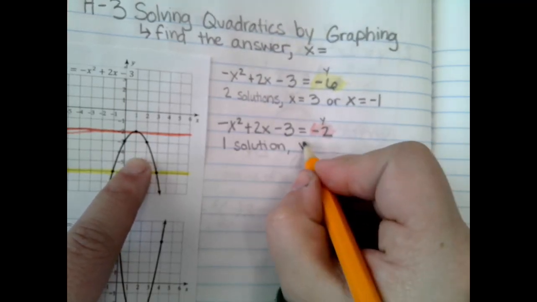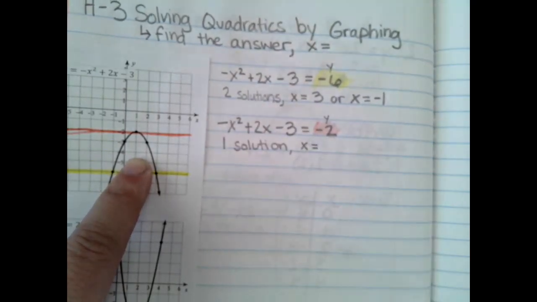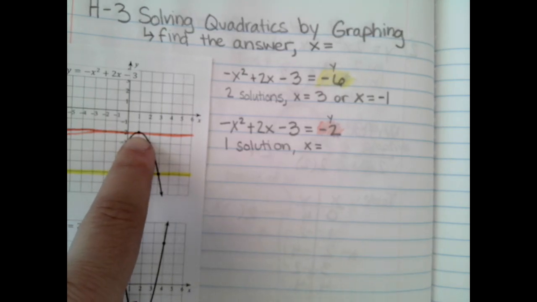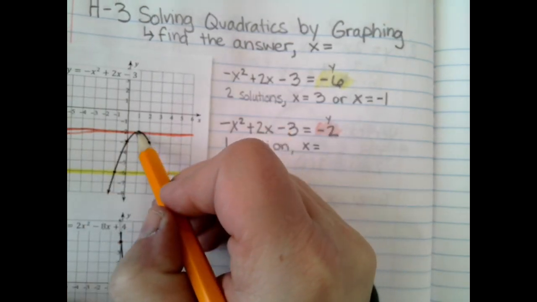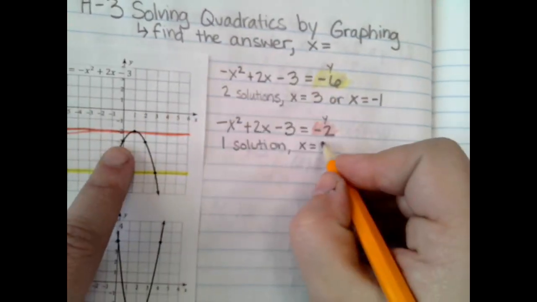So we do need to find the x at that solution where it hits it that 1 time. What is the x where it hits it this 1 time? Yeah, 1. So x equals 1.